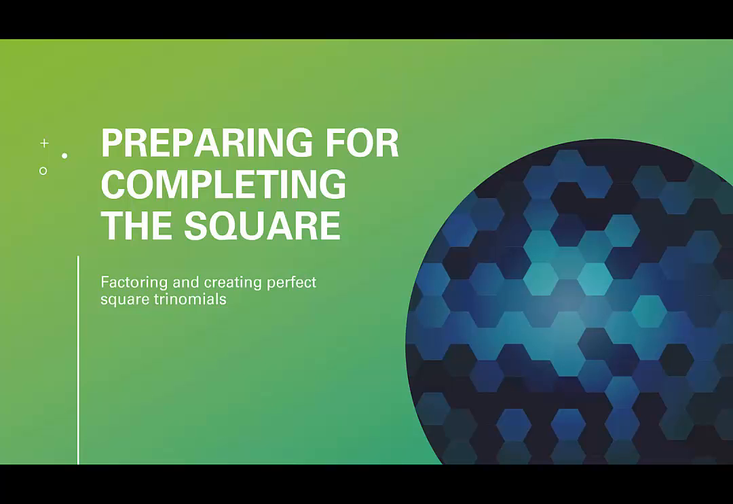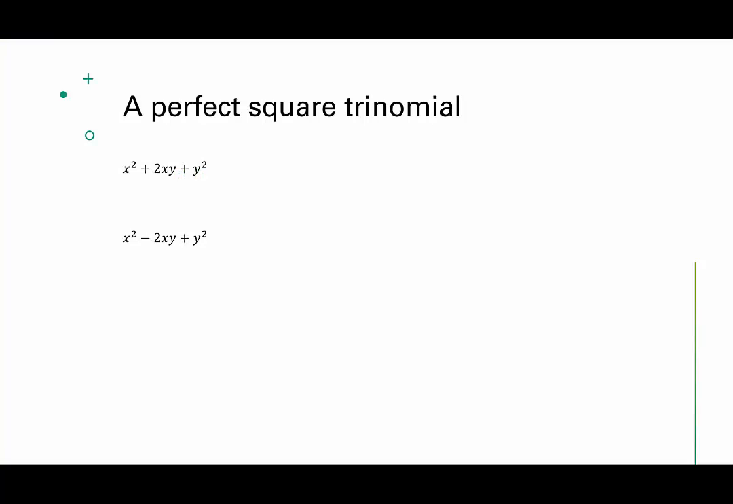In this video, we are going to prepare for completing the square by reviewing factoring perfect square trinomials and creating perfect square trinomials. First, let's review what a perfect square trinomial looks like. They come in two varieties. The first one is x squared plus 2xy plus y squared. Notice we have the first term squared, the last term squared, and the middle term is the product of the two roots doubled. This factors into the root of the first term, which is x, plus the root of the second term, the quantity squared. So we have root plus root.